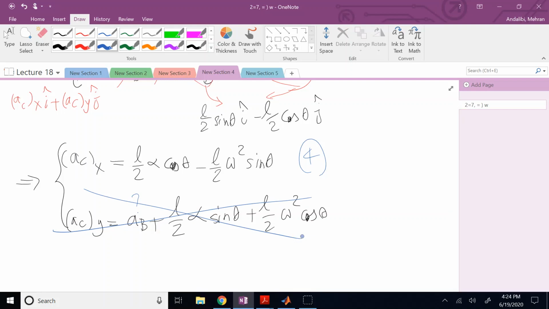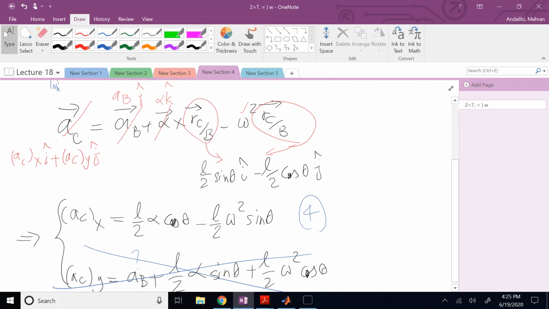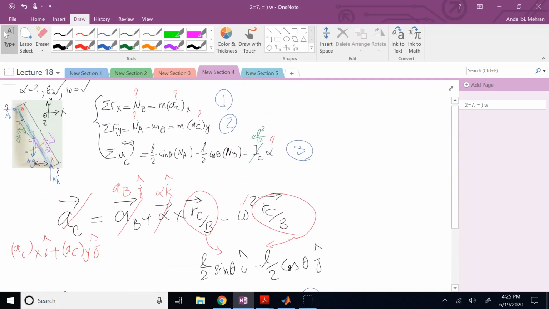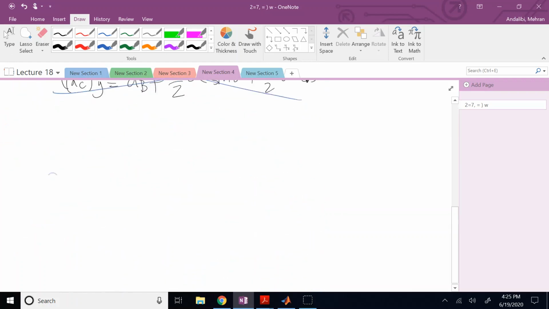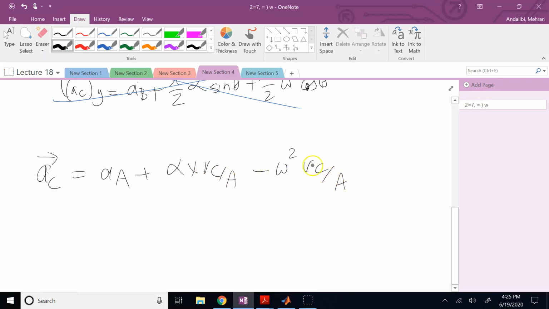What I'm lacking is 2 equations. I got one of them, 4, that is amazing, but it's over. I cannot do anything more. But I have one more point that I can relate C to, and that is point A. So I can relate C to A now and say, well, A of C can also be written as A of A plus alpha cross R of C with respect to A, and minus omega squared R of C with respect to A.